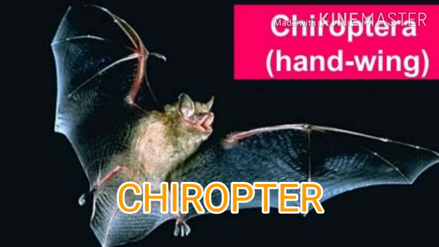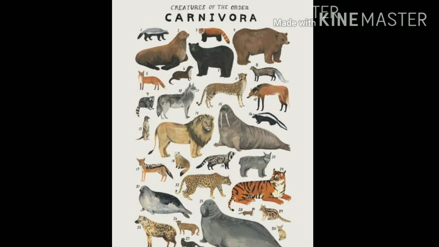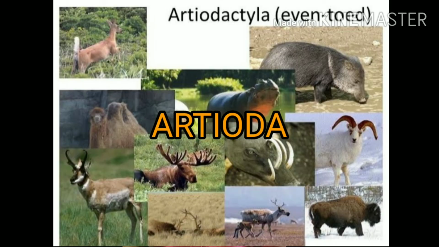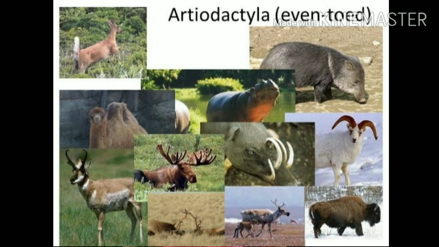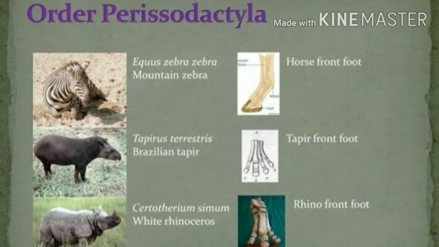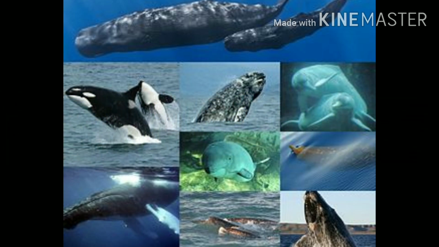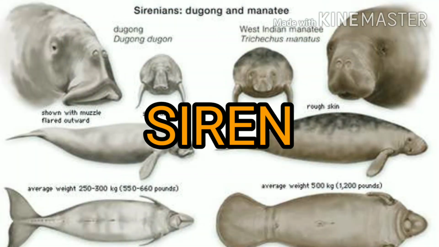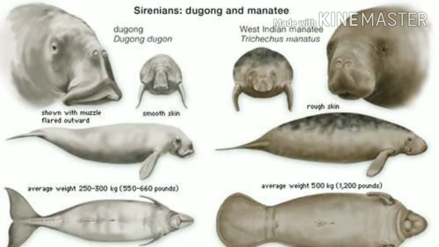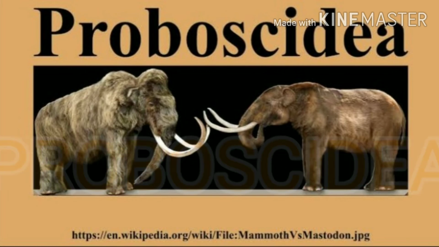Order Chiroptera, the bats. Order Carnivora, dogs, cats, bears, seals, sea lions. Order Artiodactyla, ungulates, deer, cows, pigs, and camels. Order Perissodactyla, horses, zebras, rhinoceros, and tapirs. Order Cetacea, whales, dolphins, porpoises, and orcas. Order Sirenia, manatees and dugongs. And the last order is the order Proboscidea, elephants and mammoths.